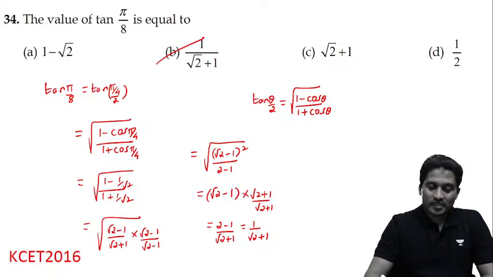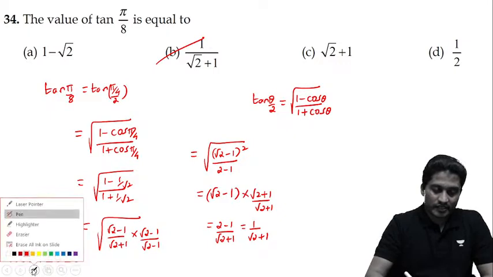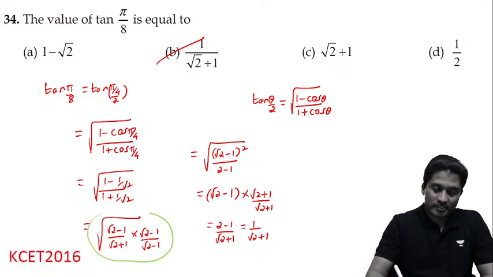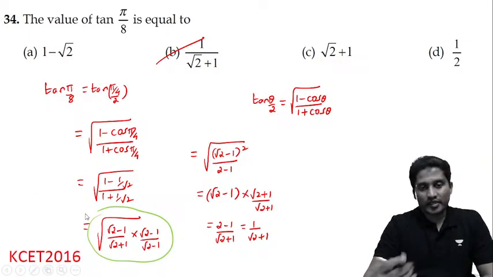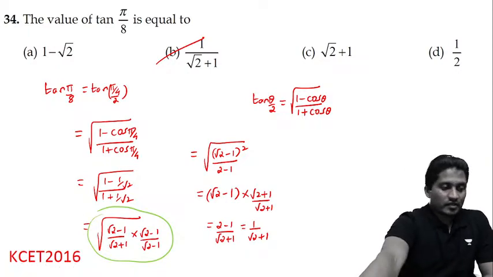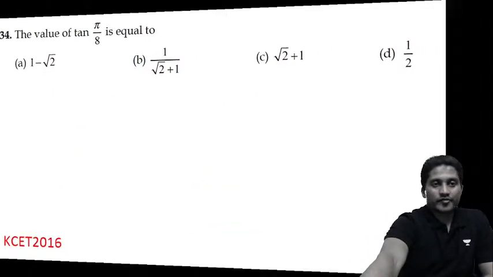Rationalize twice, or here itself, instead of rationalizing the denominator, in this step only, you rationalize the numerator, you will get the answer directly. Let's move to the next question.